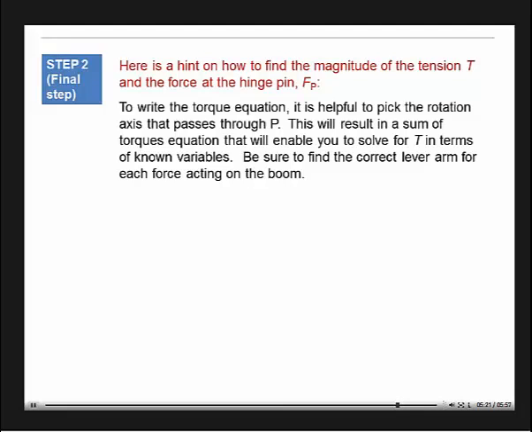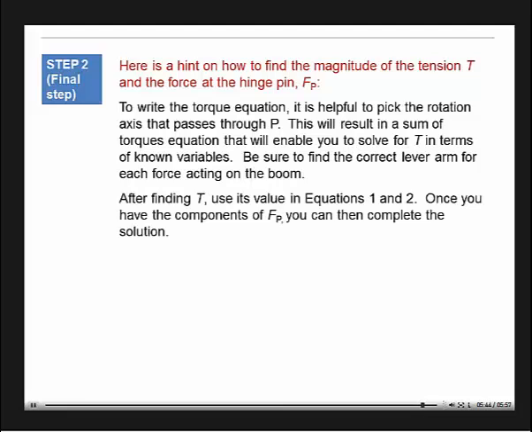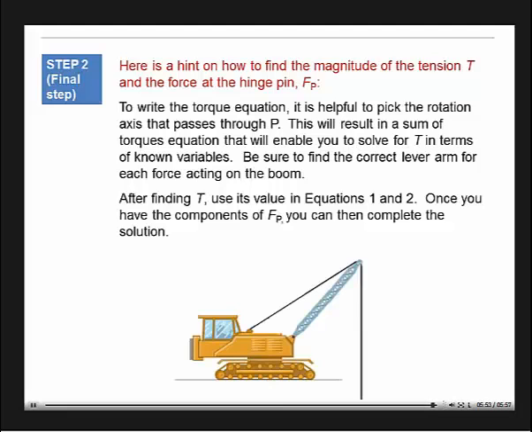Here is a hint on how to find the magnitude of potential energy. T moves from one place to another because of gravity, temperature, and the force difference. I will have the most kind of energy called heat. To write the torque equation, it is helpful to put an axis on the path in various cases. Here is now going to be a sum of torques. It's a good idea to distinguish the known variables. Be sure to find the correct lever arm, and I've recommended going through the same procedure for each force acting on the shapes. After finding T, use its value in equations like 1 and 2. Once you have the components of F sub T, go ahead and complete the solution. And now I'm pulling upward.